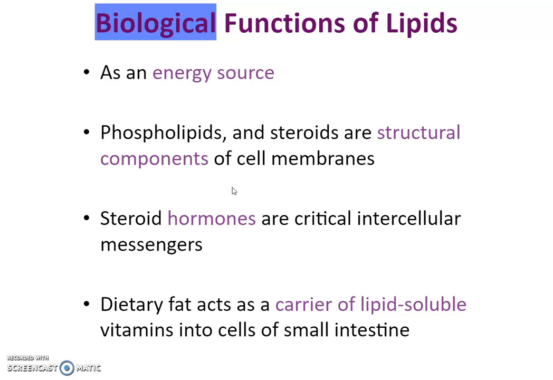Most of our hormones are fats. They're steroid hormones. They're critical intercellular messengers, so things like estrogen and progesterone and adrenaline, those are all hormones.